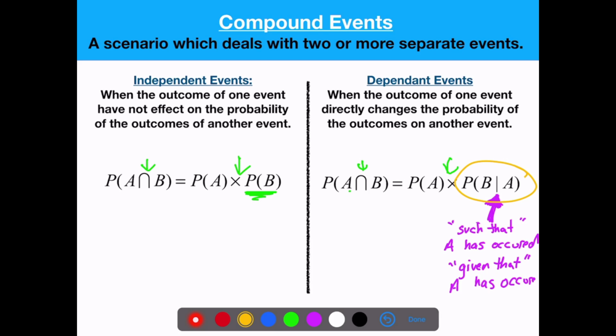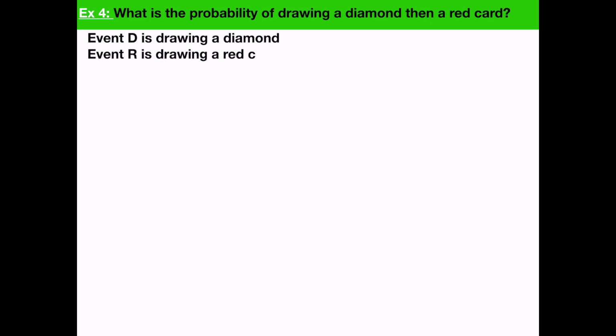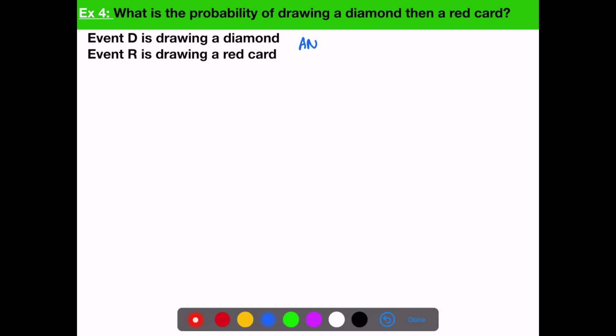Okay, this is a little bit of a simple one in terms of the calculation, but we're going to really focus on communication here. So what is the probability of drawing a diamond, then a red card? First thing we're going to do is define our events. So event D, the first thing that we want is to draw a diamond. Second thing we're going to look at is to draw a red card. And we want both of those to occur. So this is an and situation.